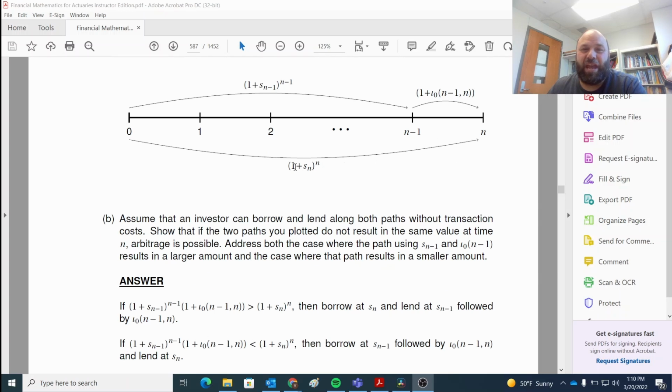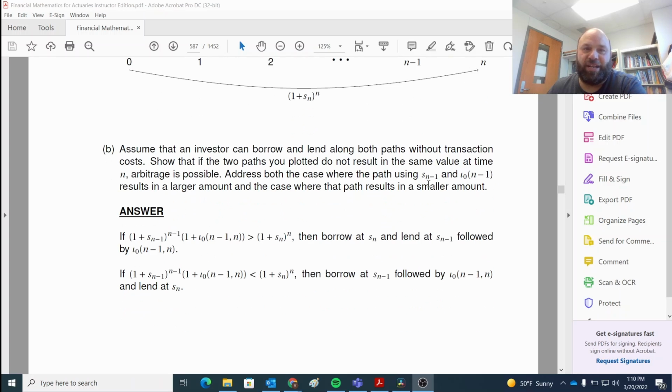Likewise, if the bottom path results in a lower return than the higher path, we just reverse. We borrow along the higher path and then invest along the lower path. So either way, some combination of borrowing and lending will result in arbitrage if one of these is bigger than the other. And if neither is bigger than the other, then we have equality.